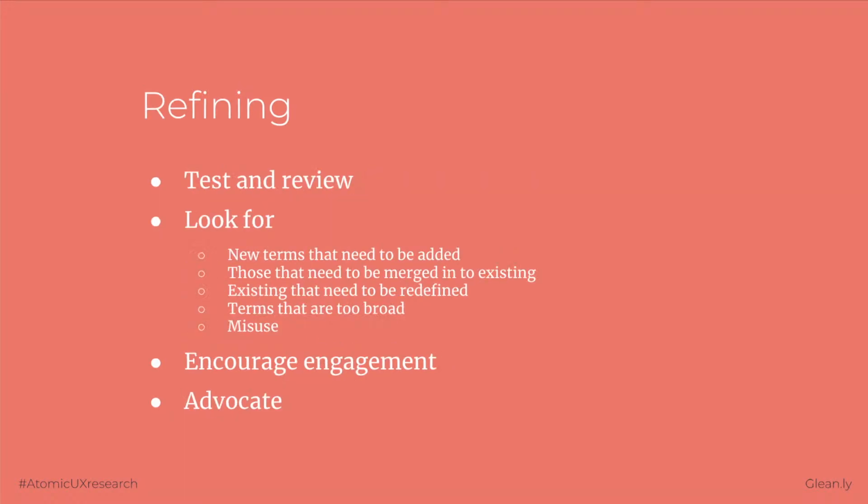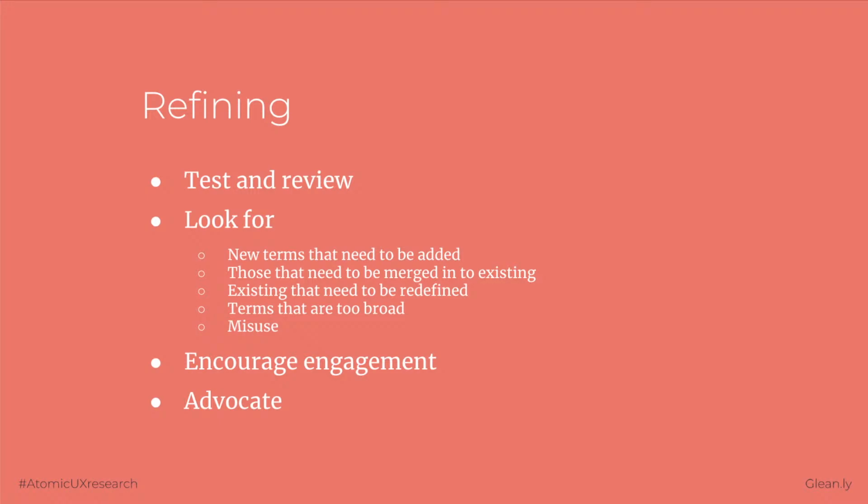So once we've defined it, once we've got this taxonomy rolled out, we need to refine as we go. And this is something that's going to be ongoing. This will be an active thing that you'll be doing all the time. We need to test this. We need to review this. There are also certain flags, red or green, that we can look out for to see when people are struggling with it, or we might need to get involved.